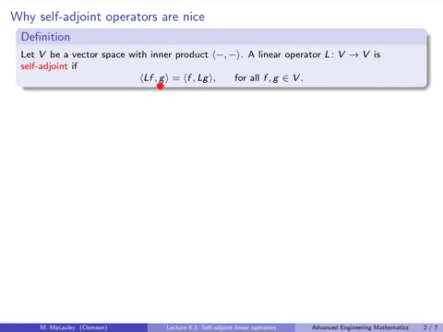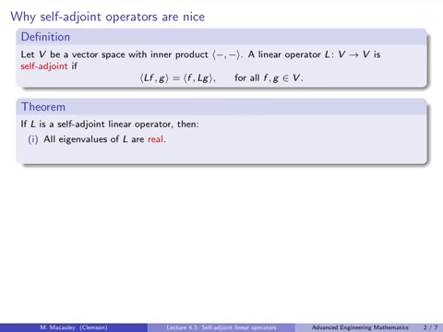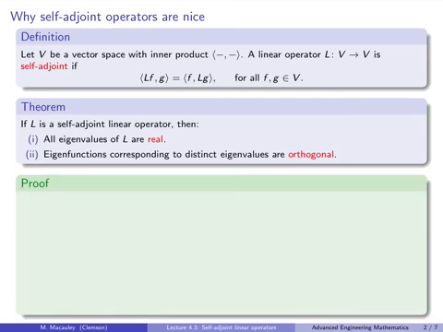If ⟨Lf, g⟩ equals ⟨f, Lg⟩ for all f and g. In other words, if we can freely move the L across the comma in the inner product symbol. So again, I usually say Lf dot g because that's just easier than saying the inner product of Lf with g. Here's the main theorem, which I stated at the end of last lecture. If L is a self-adjoint linear operator, then first of all, eigenvalues of L are real, and secondly, eigenfunctions corresponding to distinct eigenvalues are orthogonal.